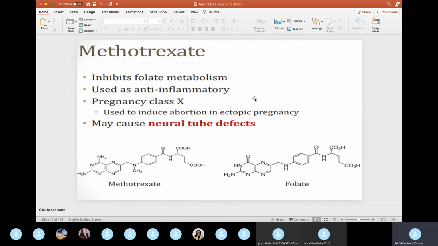Methotrexate. Methotrexate inhibits your folate metabolism. Let's go back to term 1. What does it inhibit? Purine or pyrimidine synthesis?